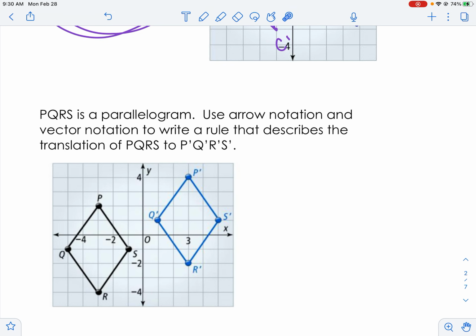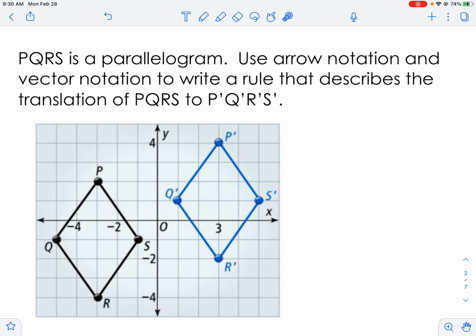They've already translated it for us, so they just moved it over there. It says PQRS is a parallelogram. Use arrow notation and vector notation to write a rule that describes the translation from PQRS. And remember, this is to P prime, Q prime, R prime, S prime. Sometimes people will say PQRS prime. Now, remember that without the prime, that's your old one. And with the primes is your new one. Or we call the old one the pre-image. And the new one is our image.